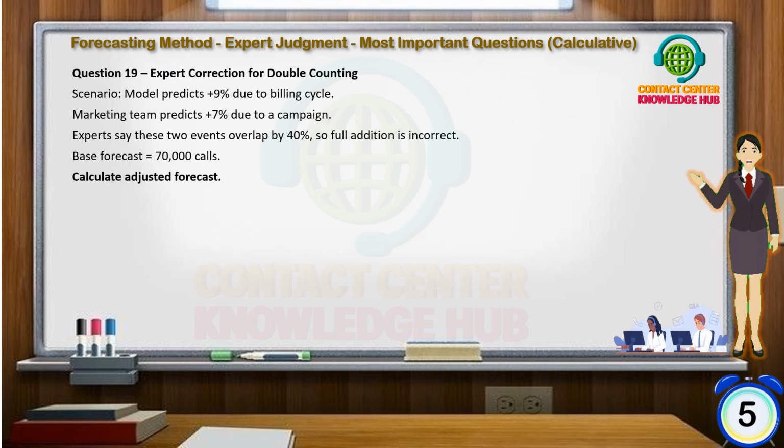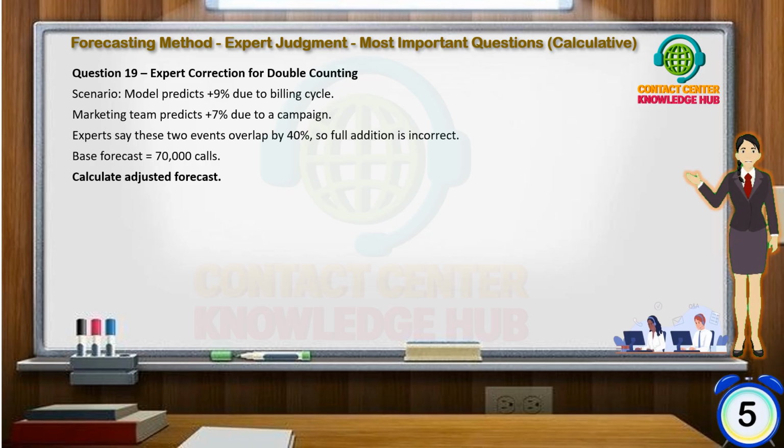Let's solve question 19. Expert correction for double counting. This is an important one because it covers a common forecasting mistake, double counting. Here's the scenario. The model predicts a 9% increase due to the billing cycle. Marketing predicts a 7% increase due to a campaign. If we simply add them, we'd say the total uplift is 16%.